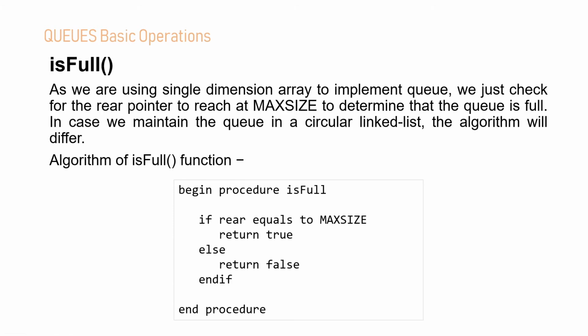So isFull can also be a Boolean statement. If rear equals max size, so we must define a constant value para masabi natin kung ano yung max size natin or limit. So, pag yun ay nag-equal, yung hulihan mo ay equal na dun sa max size. In array, we use max size minus 1 since we're using array. So, therefore, it will return a value of true. Ibig sabihin puno na. Pero kung hindi pa siya nag-equal, ibig sabihin rear is not equal to max size, it will return false. So, therefore, we can still add more data elements on our queue.